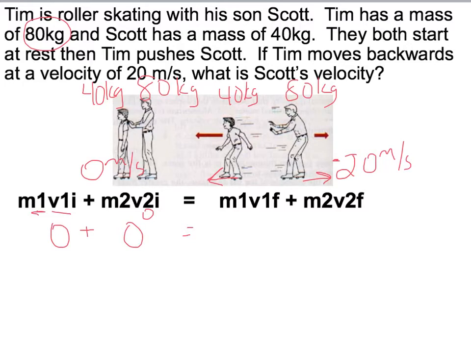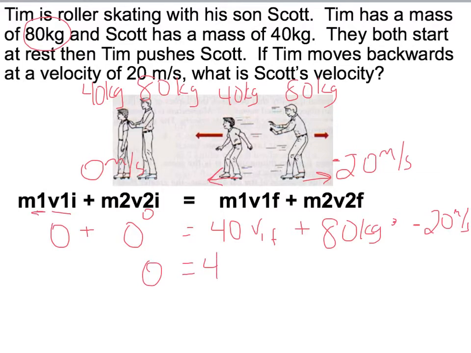Then, what we have over here is 40 times the velocity of object 1, final, plus 80 times negative 20. Let's go through and solve that with our calculators, plug in some numbers.